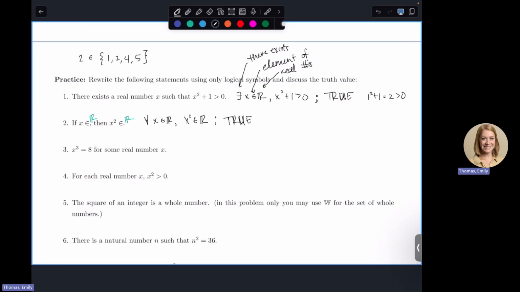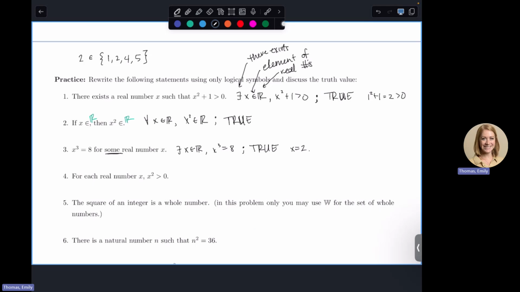Okie dokie. Number 3. x cubed equals 8 for some real number x. Put this as a quantified statement. Yeah, there exists an x in R such that x cubed equals 8. True or not true? How do you know? Okay.